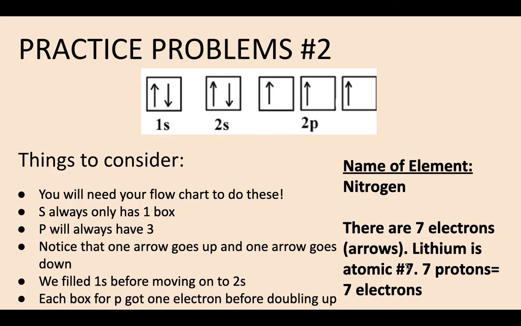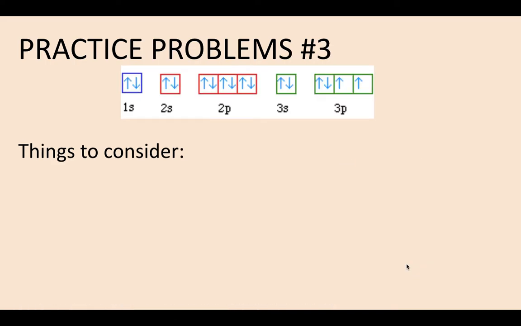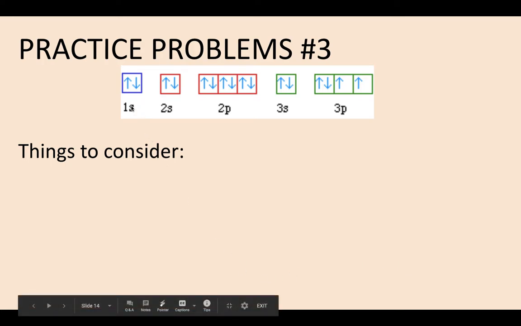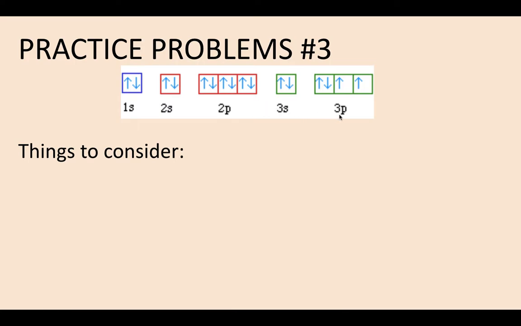All right, let's try the next practice problem. All right, let's take a look at this. Once again, let's check our flow chart. We have 1s, 2s, 2p, 3s, 3p. Does that follow the path of the yellow brick road?